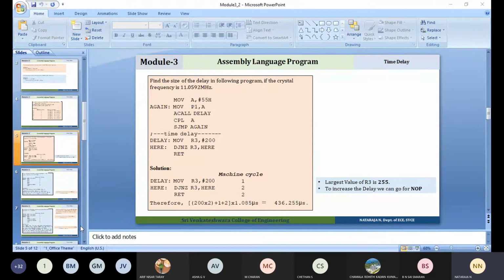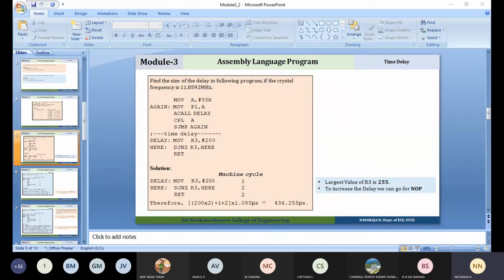Now RET. After ACALL DELAY, when it returns, it continues with CPL A and SJMP, and again the program will continue. Now we need to find the delay, meaning for these three lines we are going to calculate the delay. Why do we need to calculate the delay? Now MOV P1, A, then ACALL DELAY, I want some delay time.